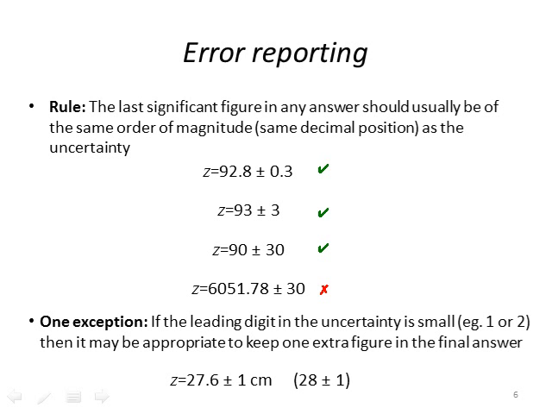So there is one exception. If the leading digit in the uncertainty is small, for example 1 or 2, then it may be appropriate to keep one extra figure in the final answer. So 27.6 plus or minus 1. You could round this up to 28, but then when you're doing this rounding, you lose information. So this is one exception to this. When you have something like 27.6, where you're in the middle between 27 and 28, it's better to keep some more information about how close you are to the upper bound or the lower bound, where the lower bound would be 27 and the upper bound would be 28.